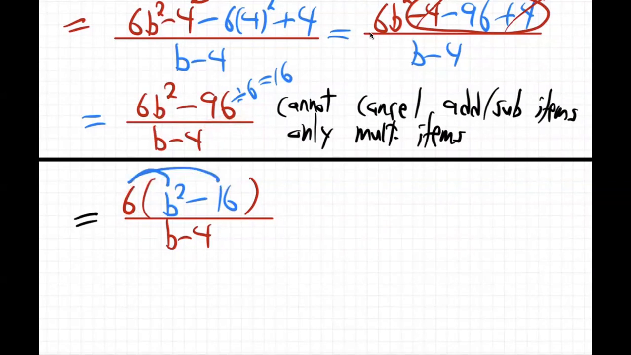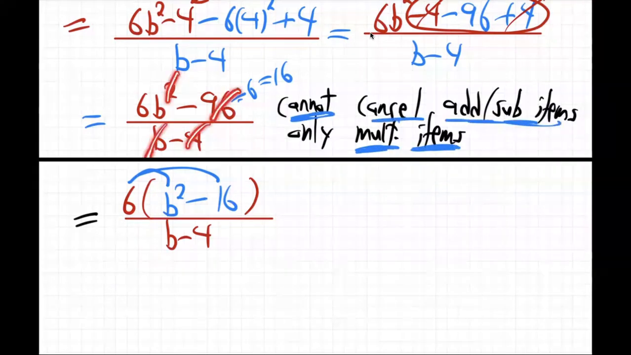Why am I doing that? Because I'm making it multiplied, right? You can only cancel multiplied items. You cannot cancel added, subtracted items. You can't come back here and cancel these guys. Why? Because they're added, subtracted. You can only cancel multipliers.